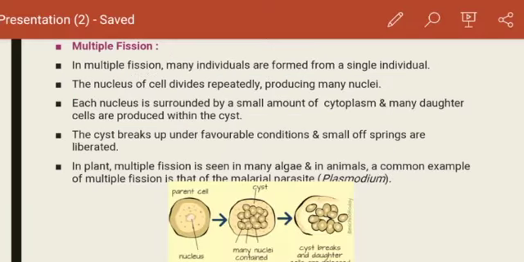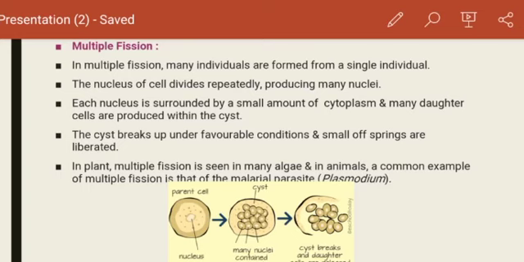Moving to multiple fission. In multiple fission, many individuals are formed from a single individual. The nucleus of the cell divides repeatedly, producing many nuclei. Each nucleus is surrounded by a small amount of cytoplasm and many daughter cells are produced within the cyst. You can see from the picture, the single nucleus is divided into many. Each of the nuclei is surrounded by some cytoplasm and the daughter cells are arranged in a cyst.